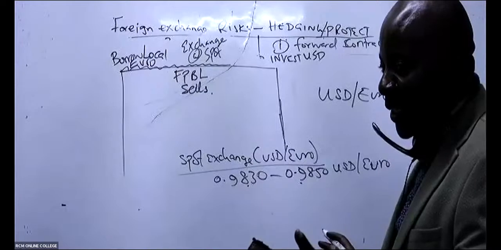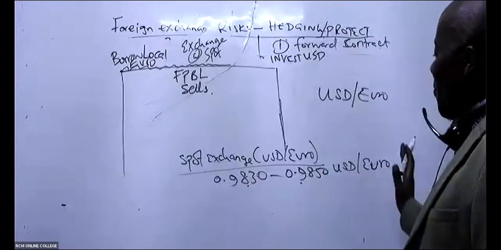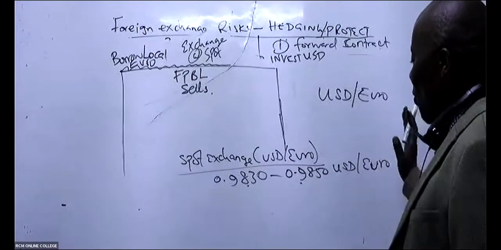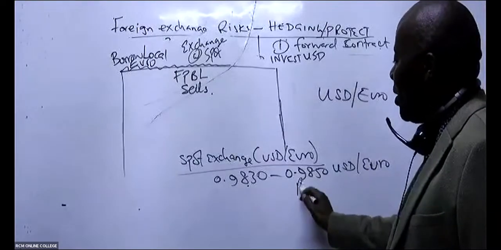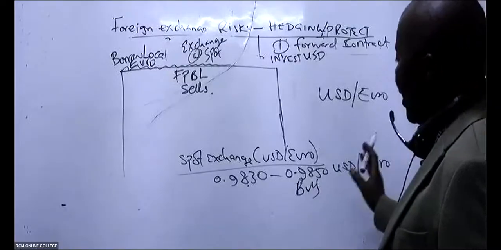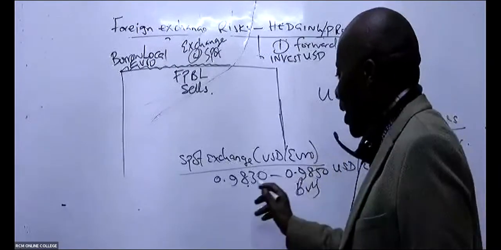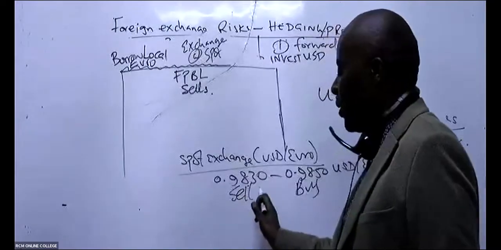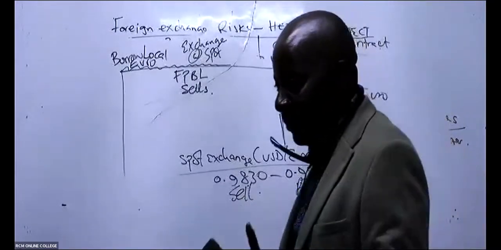No, which is the home currency? The euro. Your home currency is the euro. You work with the home currency. So this euro home currency is on the right side, and therefore the right number becomes buy. This other one becomes sell.